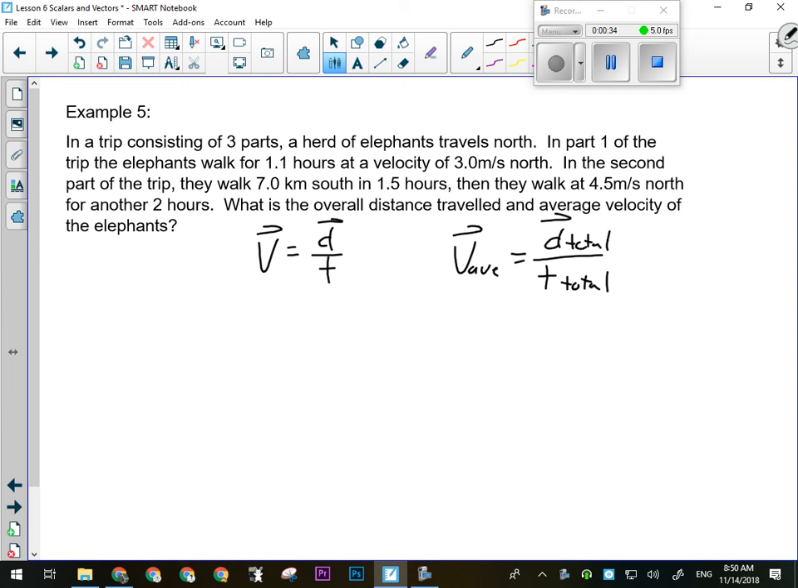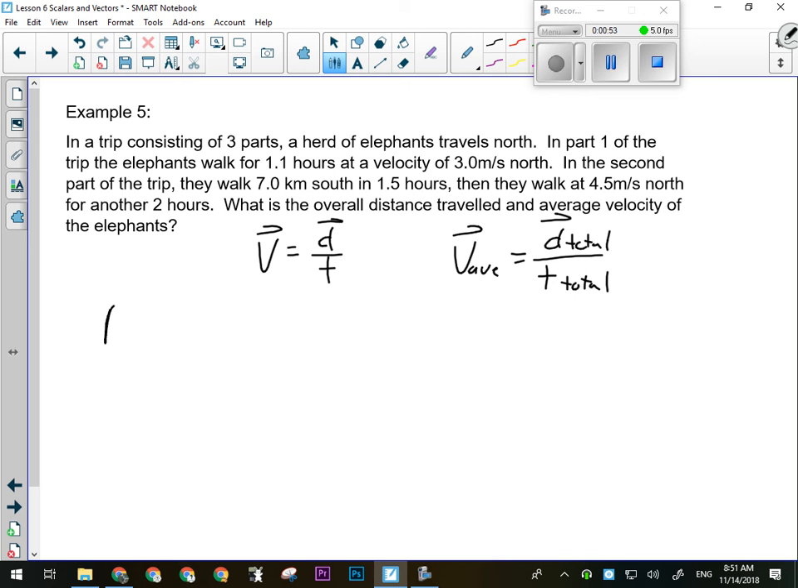So what I'm going to first do is break this down into parts, okay? Break the trip down into its sections and use this formula singularly to get all the information I need. Namely, I need displacement and time for each part of the trip. Once I have those, then I can find the total for the entire trip. Everyone kind of follow me there?